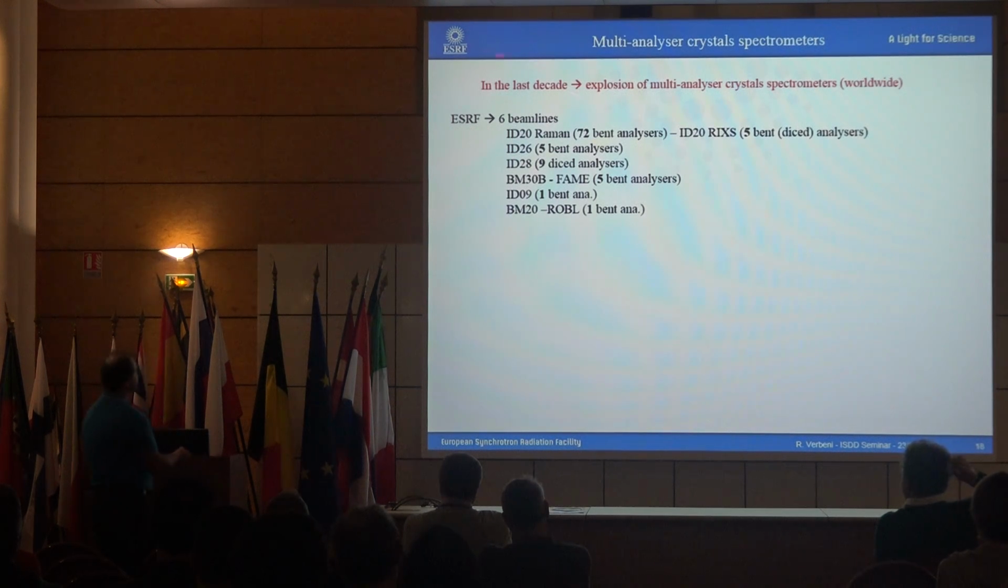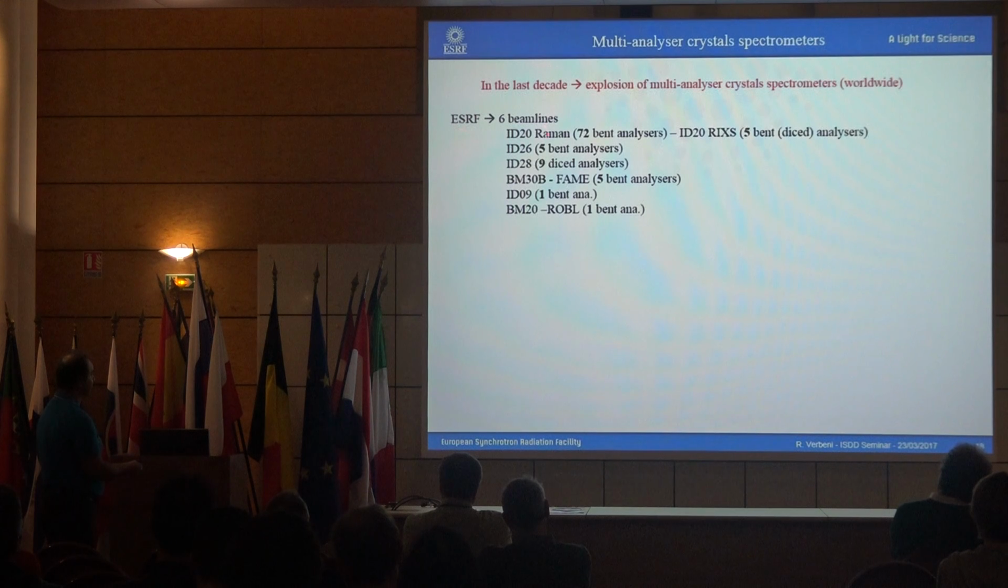At the ESRF, we have 6 beamlines that use this kind of analyzer. We have ID20, with a Raman spectrometer with 72 band analyzers. We also have, on the same beamline, a spectrometer called RIX with 5 band or diced analyzers. We have ID26 with 5 band analyzers, ID28 with 9 diced analyzers. We have also FAME with 5 band analyzers. We have ID9 for the moment with only one. We have also Robler for the moment with only one.